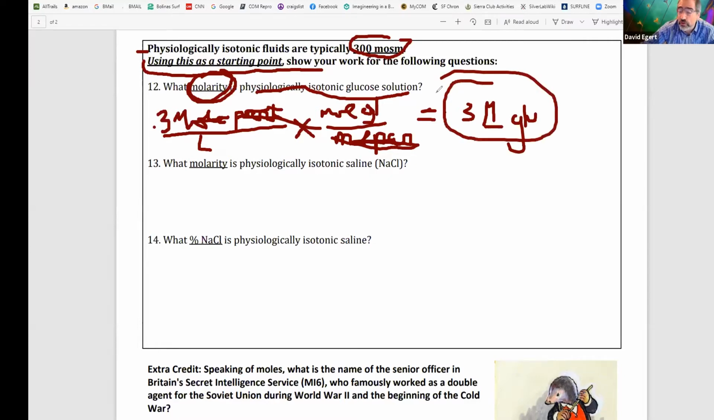You have to show your work, but you could use your words. You could just say, because glucose does not dissociate, the molarity will be the same as the osmolarity.